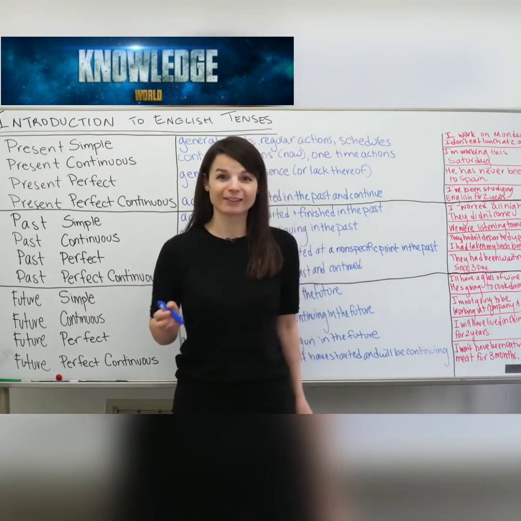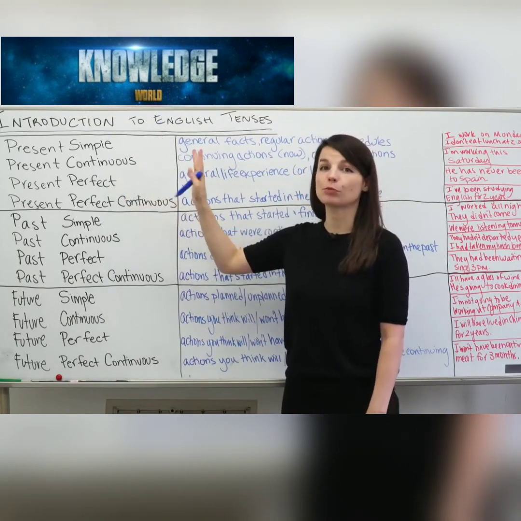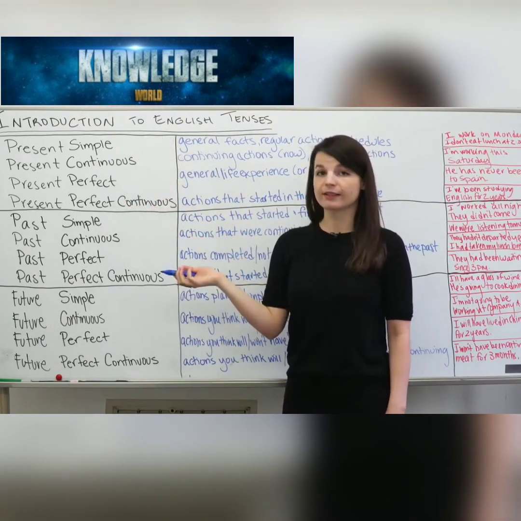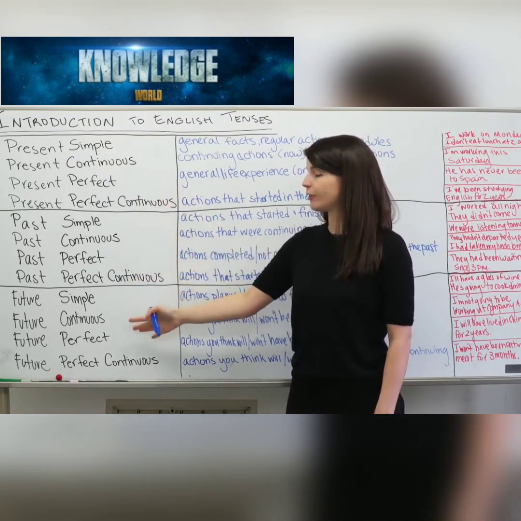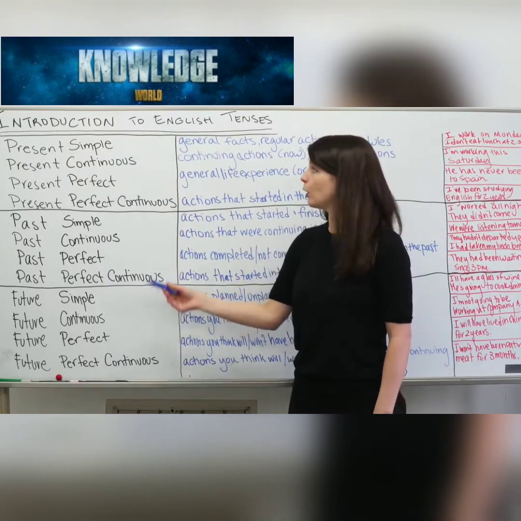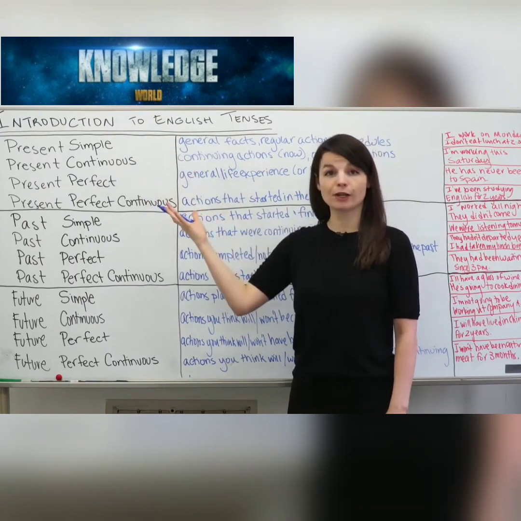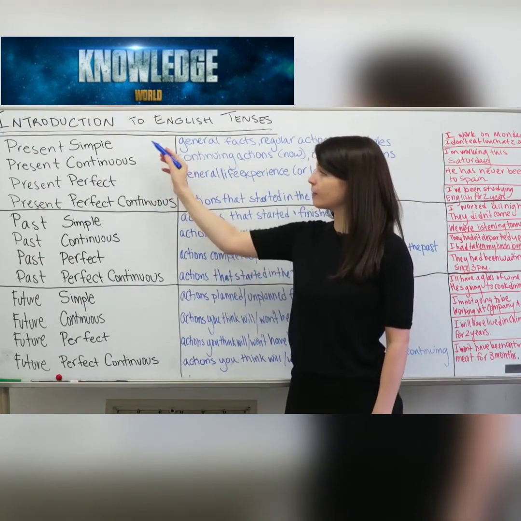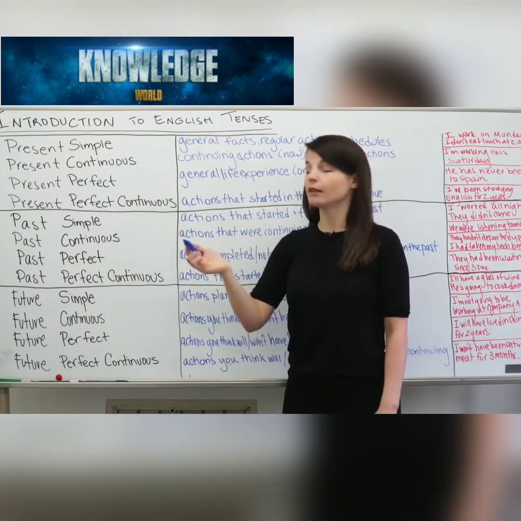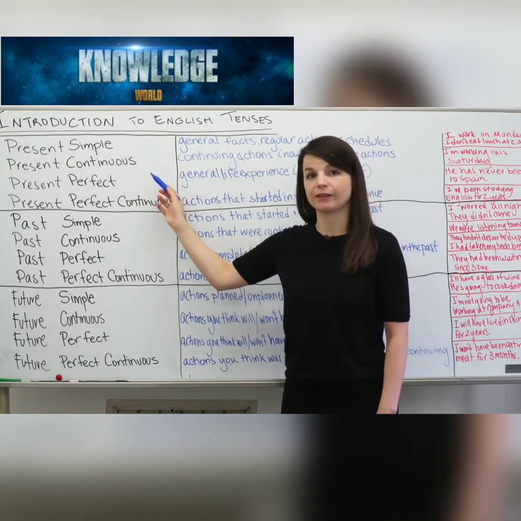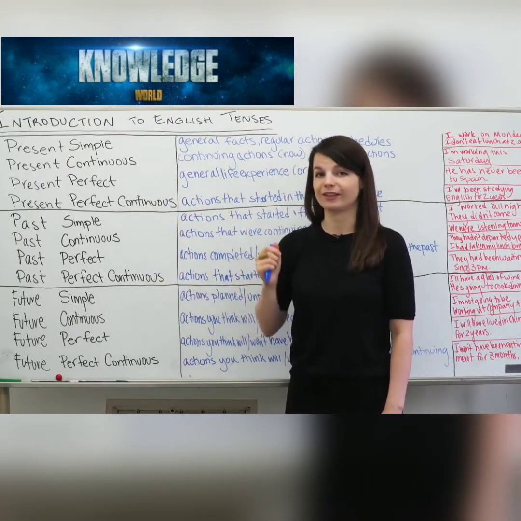Okay, so let's get started. The first group of tenses I want to look at is the present tense. For today's lesson, I've organized it into 3 categories: present, past, and future tenses. So let's begin with the present tense. In each category, I have 4 different tenses: simple, continuous, perfect, and perfect continuous. You might know continuous as progressive. They mean the same thing for this lesson.